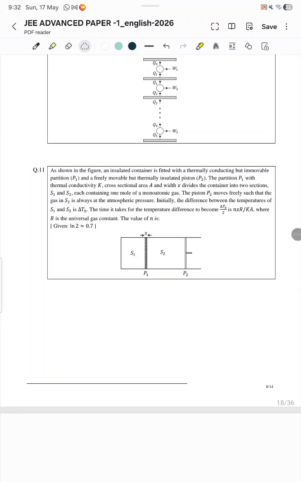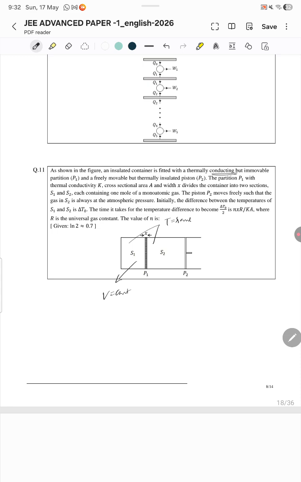So this is question number 11 of JEE Advanced Paper 1 2026. As shown in the figure, an insulated container fitted with an isothermally conducting but immovable piston partition P1. Okay, so it's immovable, which means volume here is constant, and it's conducting. Conducting means the temperature on both sides will be the same.